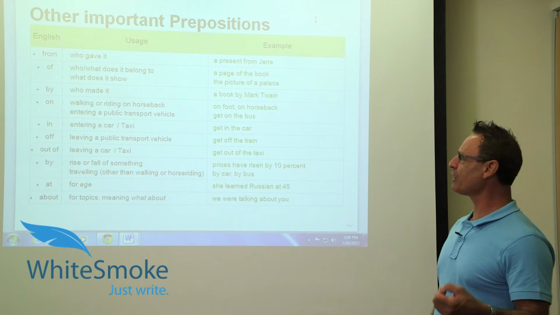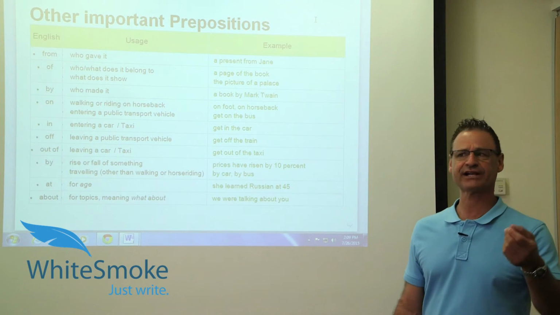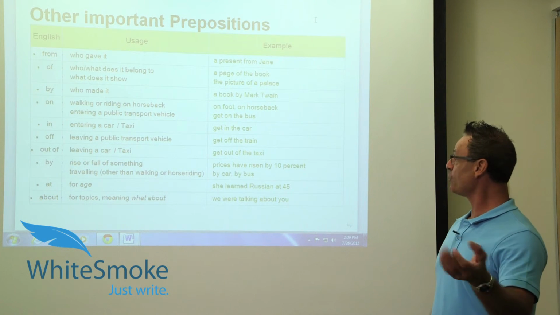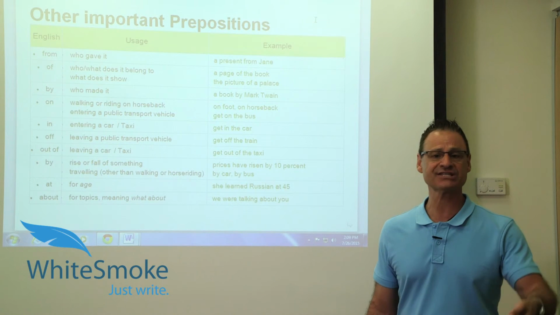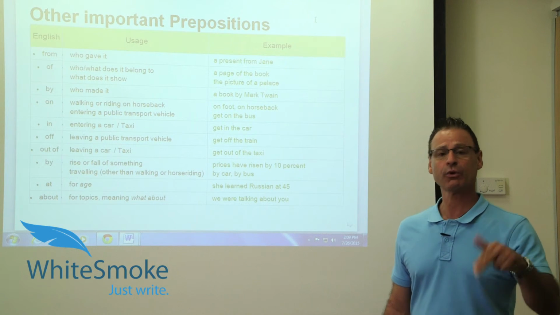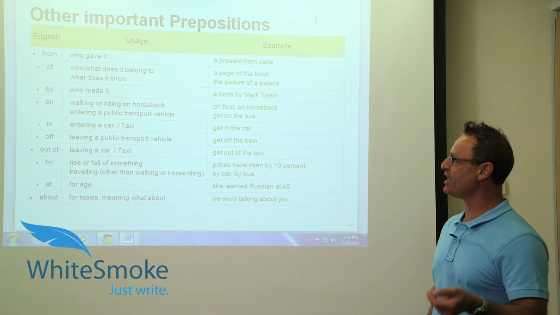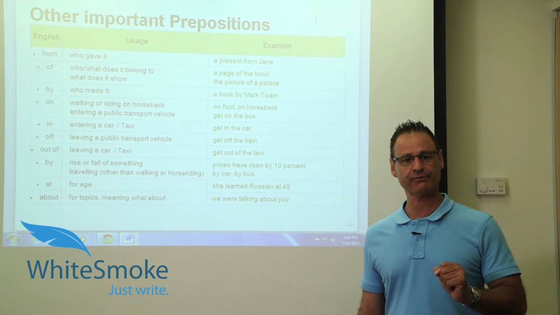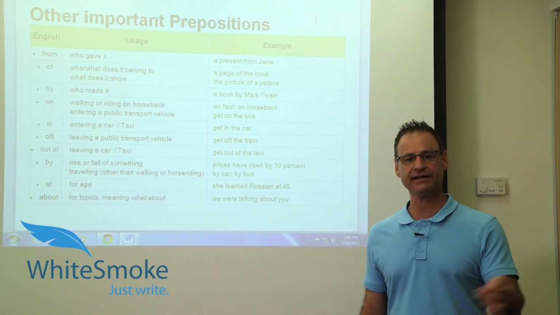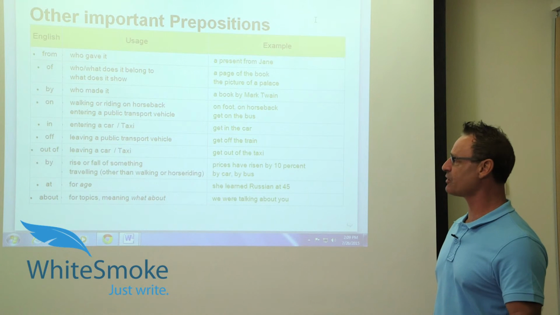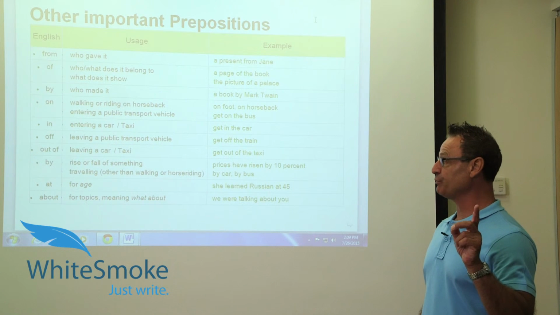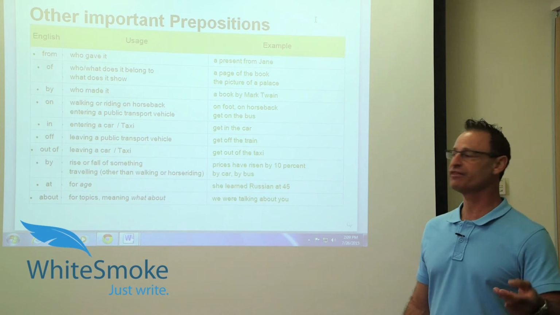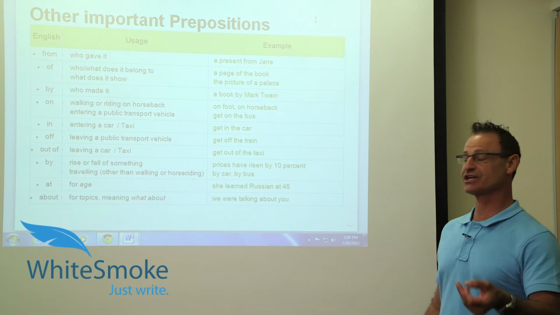Or on, walking or riding on horseback, entering a public transport vehicle, for example. I went on foot, or on horseback, or I get on the bus, or I got on the bus, okay? Or we will get on the train. We use on in that exception. Or in. Again, remember, I'm sure you've learned in the other parts, taxi, car. Get into the car, get into the taxi. Or we get in a car or a taxi. But when we leave a public transport vehicle, we get off the train, we get off the bus. There's the preposition off.